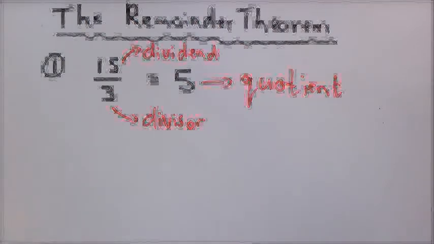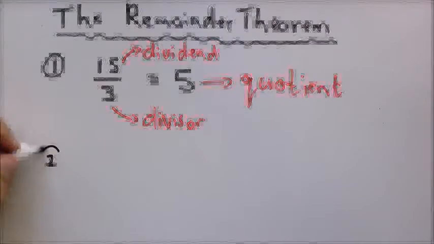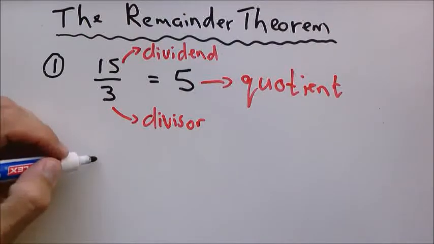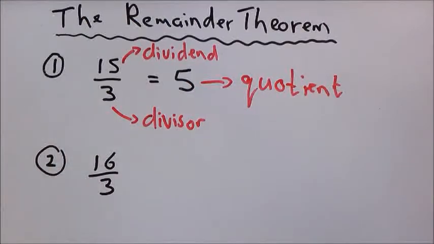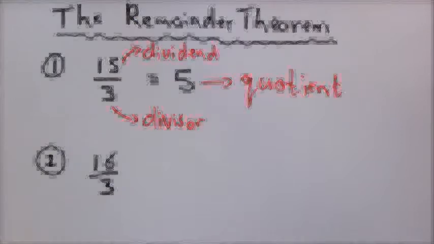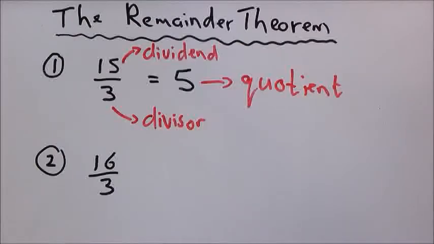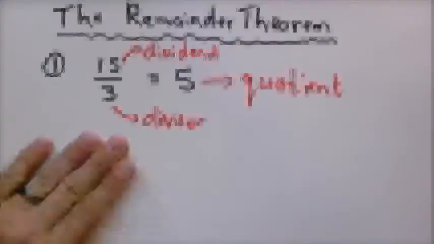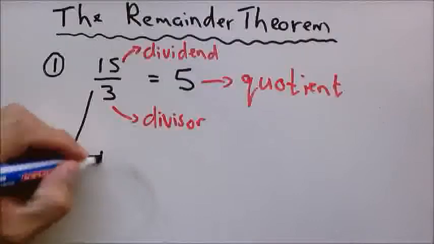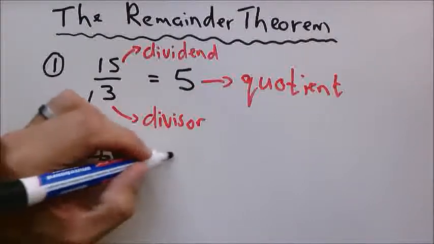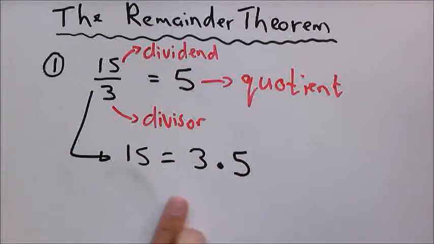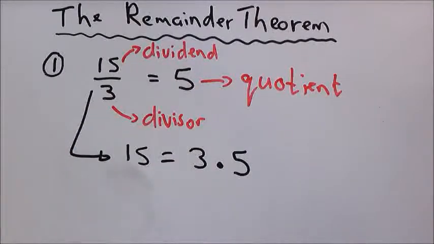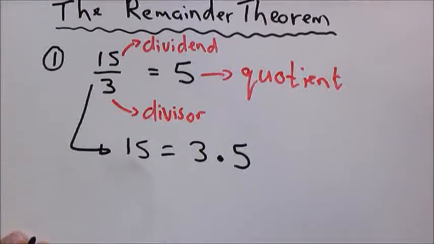But what if we had an example like number 2? We had 16 divided by 3. Now, before I move over to this one, let me first show you what this means. For number 1, it means that 15 equals 3 times 5. Okay, so keep this in mind. This will be very important later.